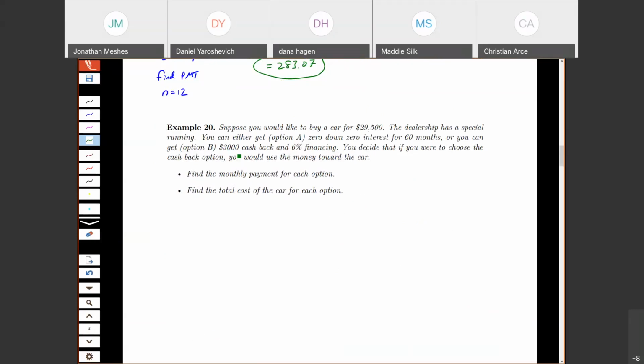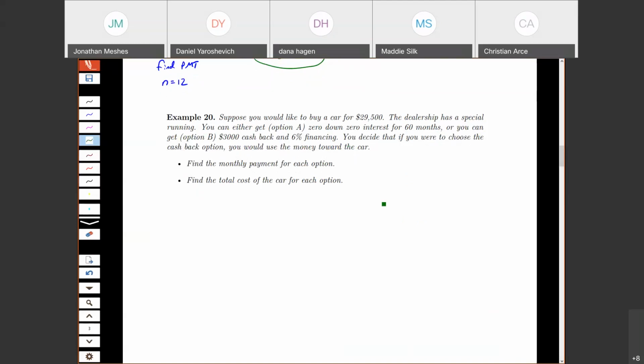Okay. The dealership has a special running. You can either get 0 down, 0 interest for 60 months, or you can get $3,000 cash back and 6% financing. Again, car specials are all different, but this is something that I've seen on many occasions, so this should be something that you might typically run into.